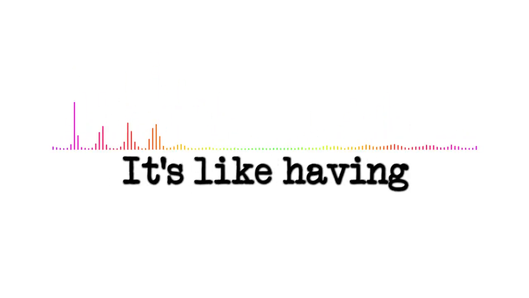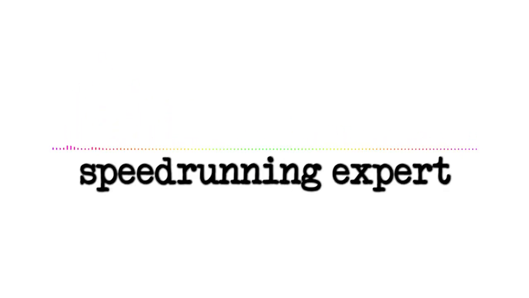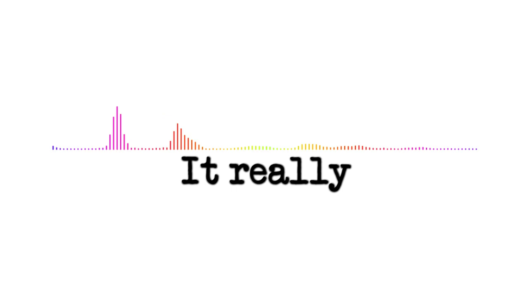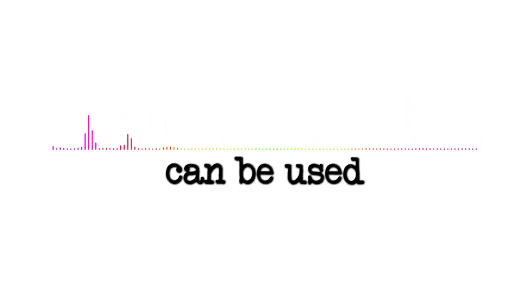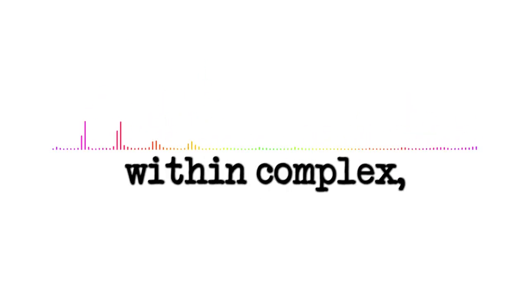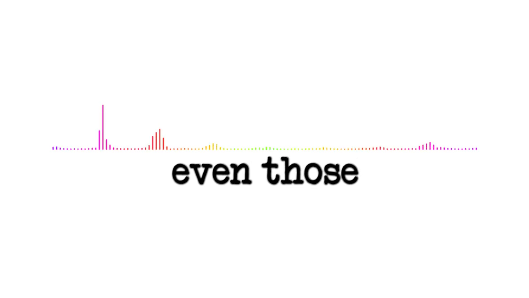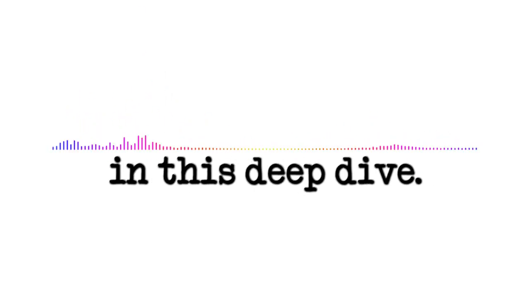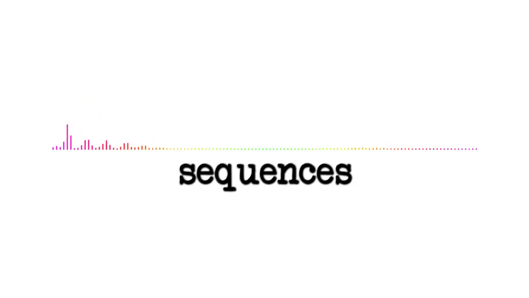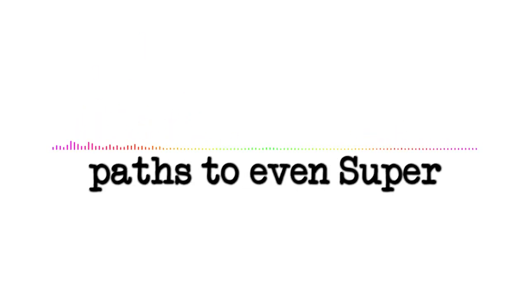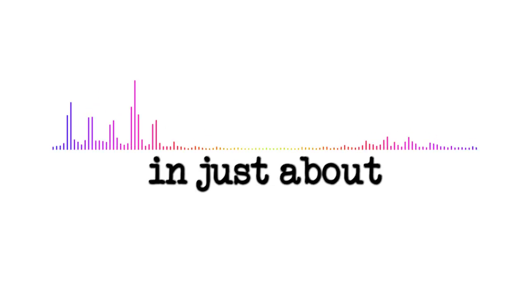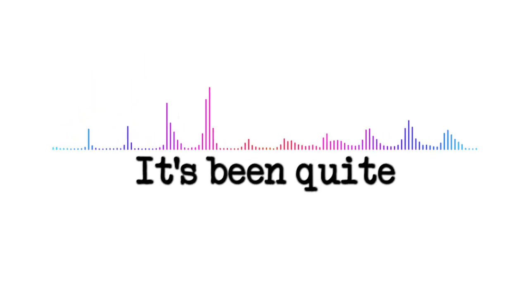That's incredible. It's like having a Super Mario speedrunning expert built into the game, showing you the most efficient path to victory. It really highlights how dynamic programming can be used to navigate and optimize within complex dynamic environments, even those as whimsical as the Mushroom Kingdom. Okay, we've covered a lot of ground in this deep dive. Yeah. From Fibonacci sequences to shortest paths to even Super Mario Bros. Dynamic programming seems to have its fingers in just about every pie. It's been quite the adventure.